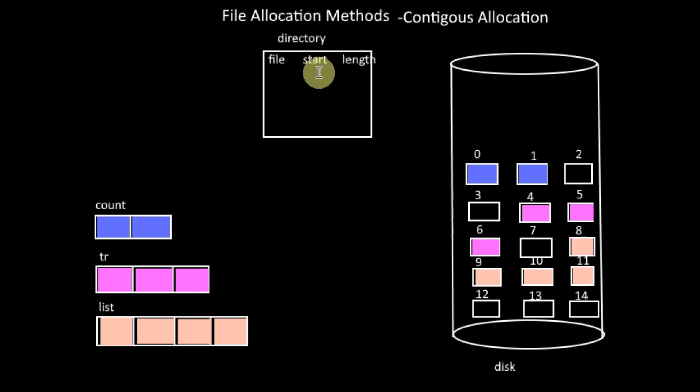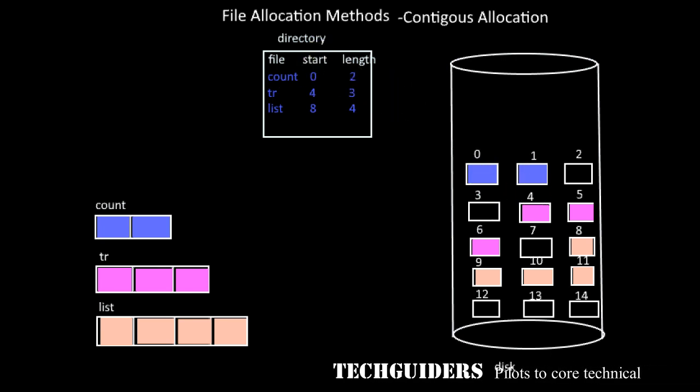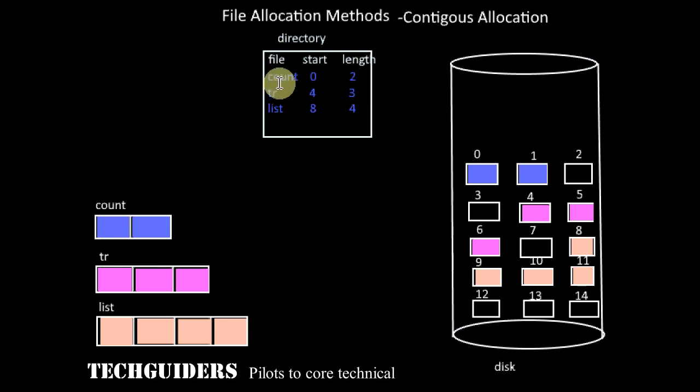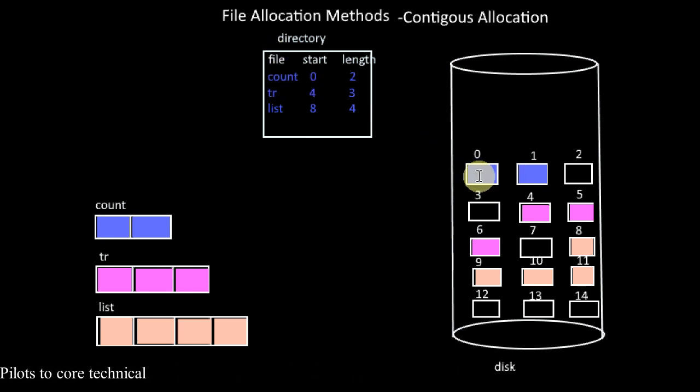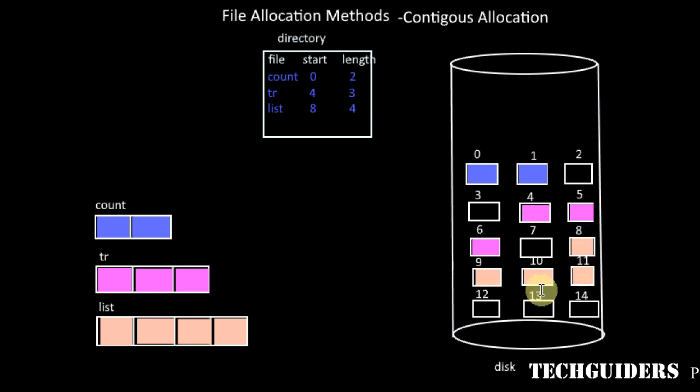Now, how will be the directory entry? The directory entry keeps the starting block address of the file and the length or the number of physical blocks occupied by the file. The file count starting block address is 0 and it occupies 2 blocks from the address 0. And the file tr starting block address is 4 and it occupies 3 contiguous blocks. And the file list starting block address is 8 and it occupies 4 contiguous physical blocks.